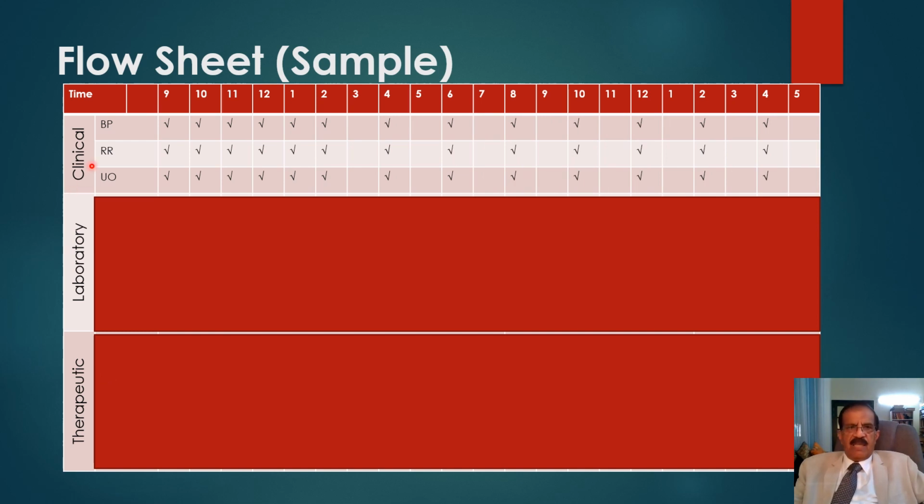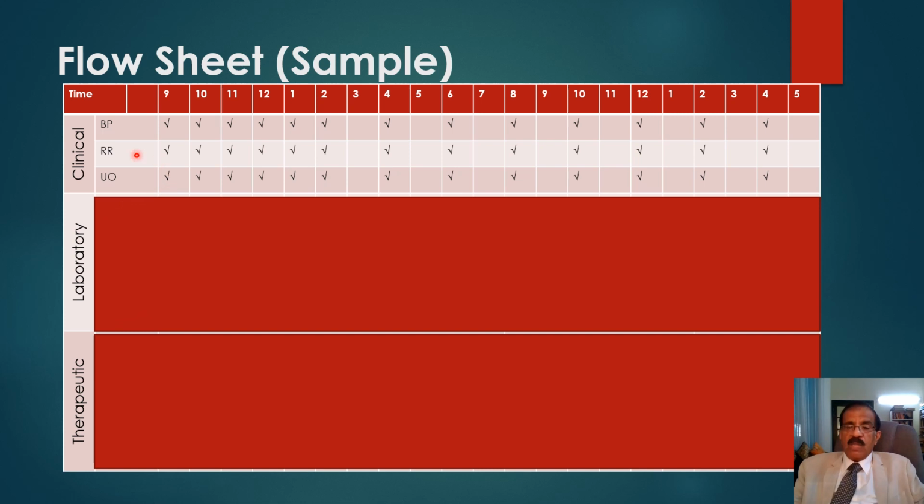In the clinical flow sheet, we measure blood pressure, respiratory rate, and urinary output. Blood pressure, of course, because the patient is in a state of shock or hypotension. So if blood pressure is coming up nicely, we will feel very happy. Respiratory rate represents acidosis. So if respiratory rate is coming down satisfactorily, we'll feel happy.